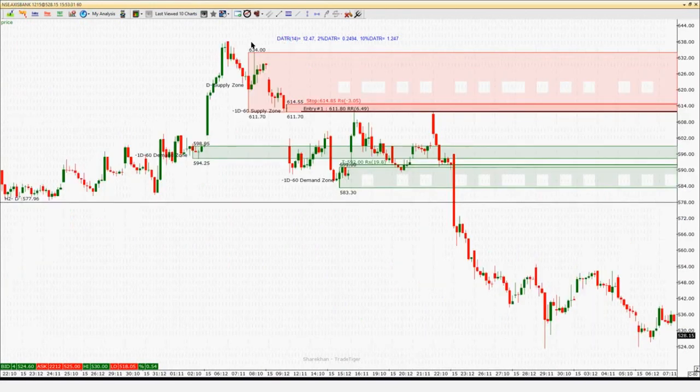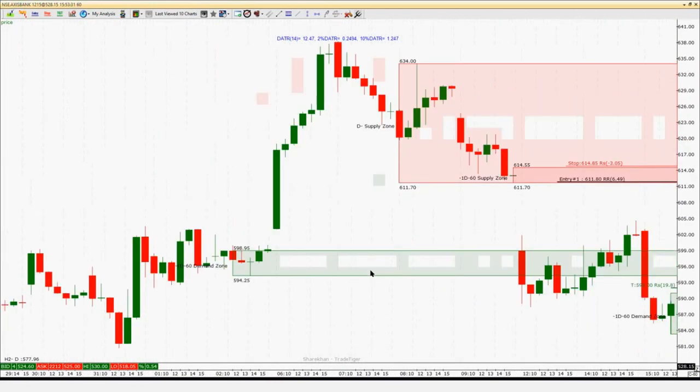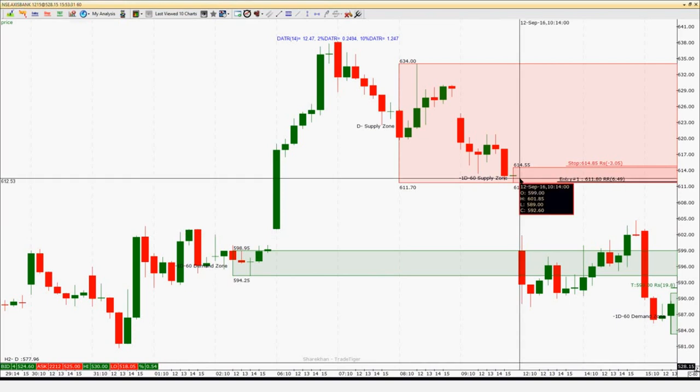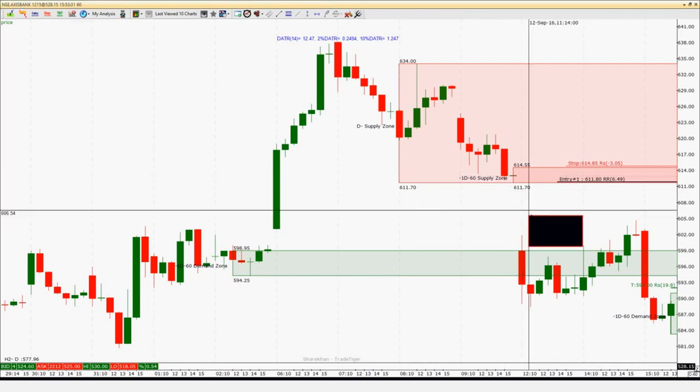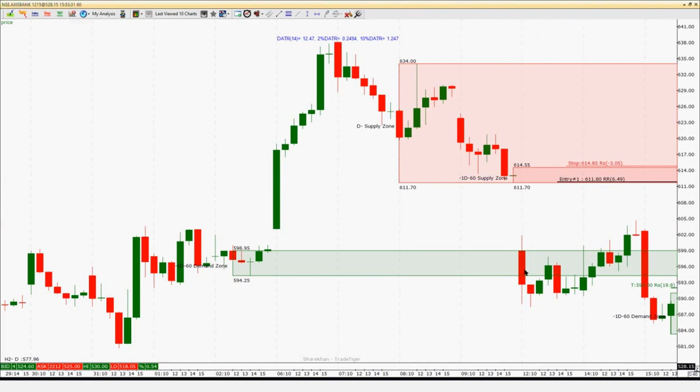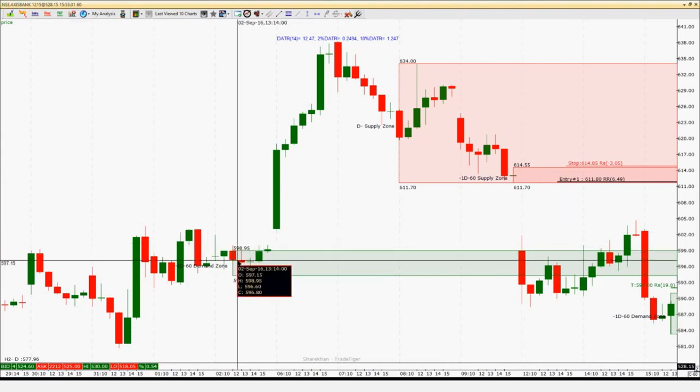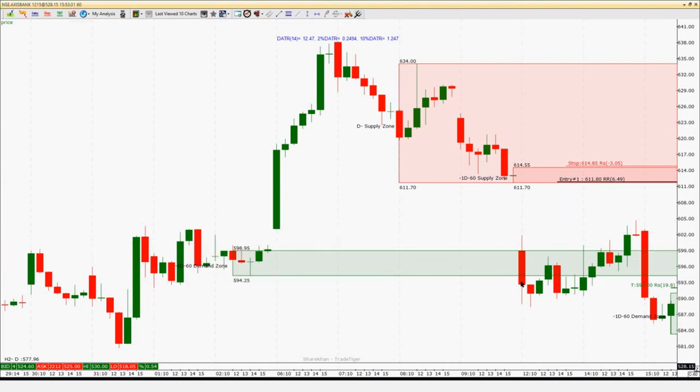Now, can you see this? This pattern was confirmed on 9th of September, right? Immediately the following day at the opening hour, it engulfed the opposite zone. This drop base rally, which I have marked here, 598 to 594, got engulfed in this candle. Can you see this?